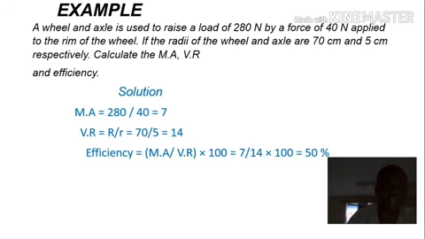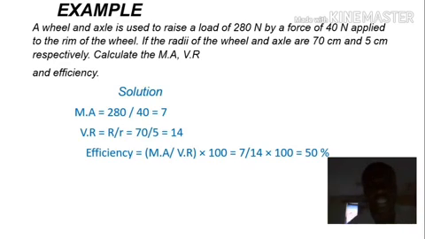Example. A wheel and axle is used to raise a load of 280 Newton by a force of 40 Newton applied to the rim of the wheel. If the radii of the wheel is 70 cm and axle is 5 cm, what is the mechanical advantage, velocity ratio, and the efficiency?